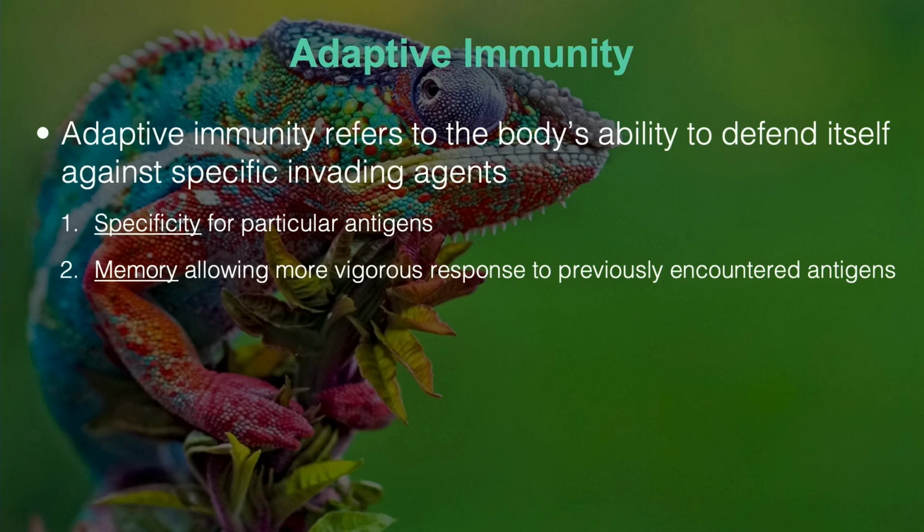Innate immunity is not specific. It provides an equal barrier to all things equally. Adaptive immunity is specific for a particular antigen. And it remembers that antigen.